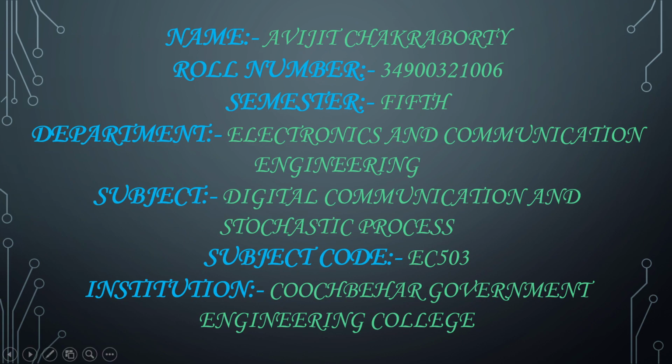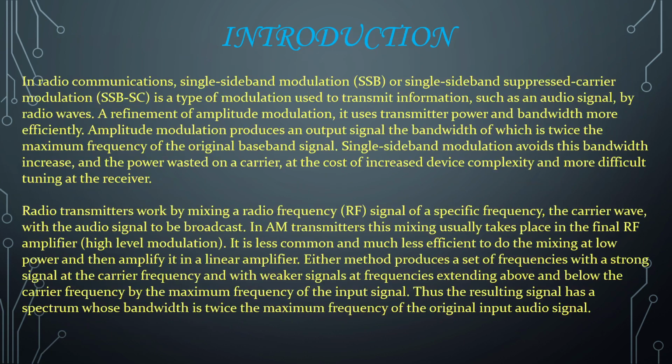So to start with, we have an introduction to what is single sideband modulation. Single sideband modulation usually works in radio communication and is a type of modulation used to transmit information such as an audio signal by radio waves. It is a refinement of amplitude modulation and it uses transmitted power and bandwidth more efficiently.